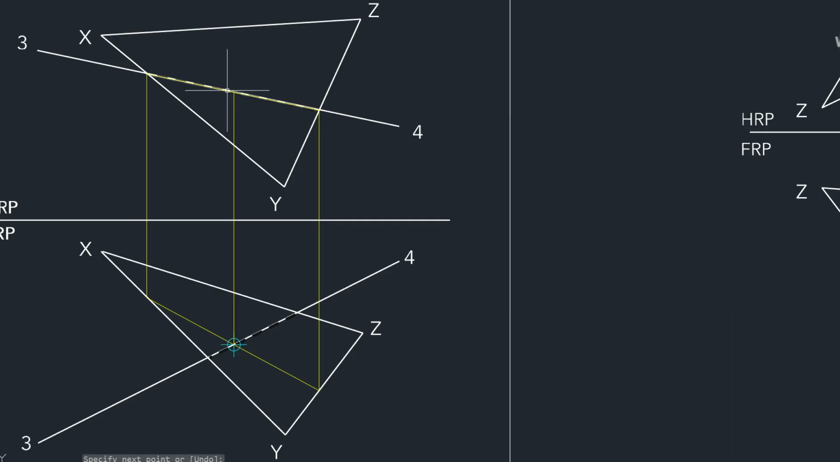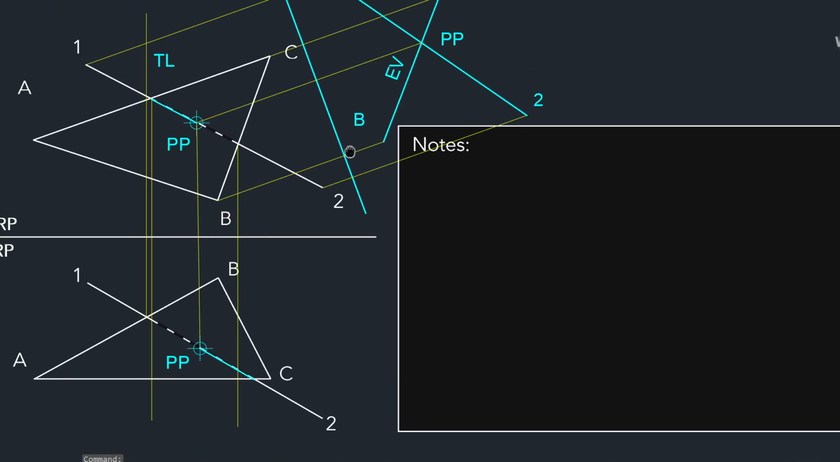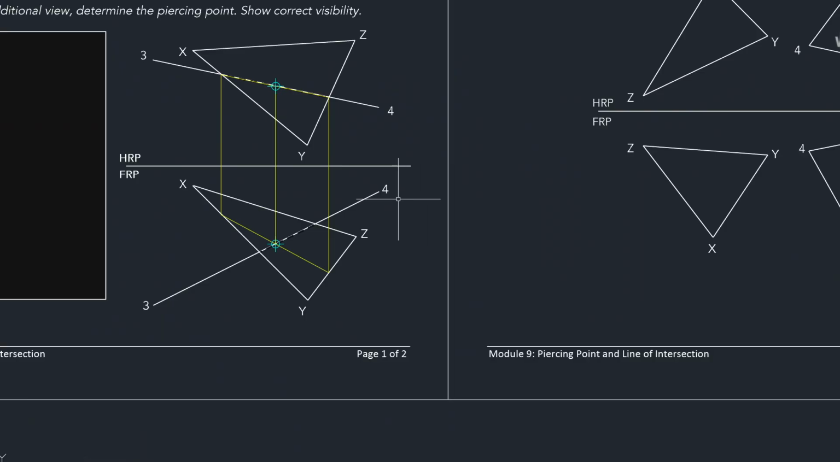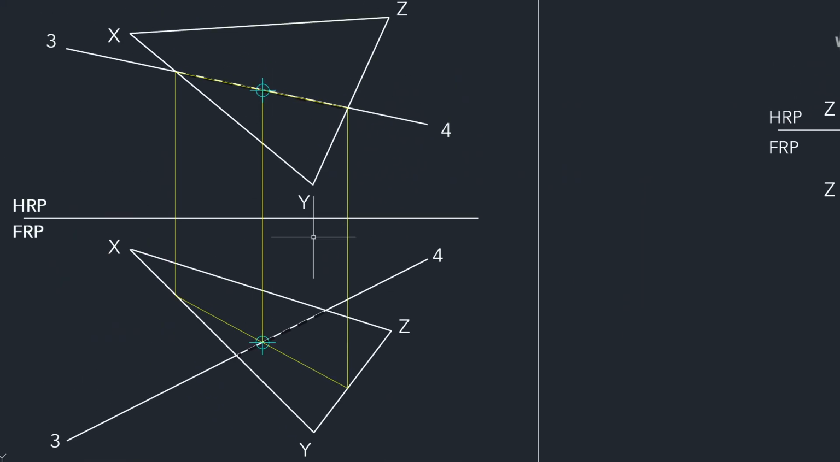So that's the easiest way we can find the piercing point. So it's much more, it's a lot faster, no? As compared to the edge view method, wherein gagawa pa tayo ng additional views. Dito, isang additional view pa. Dito, automatic, no additional views, mahanap agad-agad natin yung piercing points natin. So this is the preferred method.